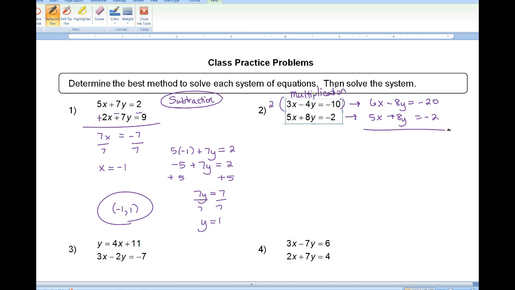What do we get? We get 11x equals what? Good, so divide by 11. Negative 2 for x. So you guys get the idea now?